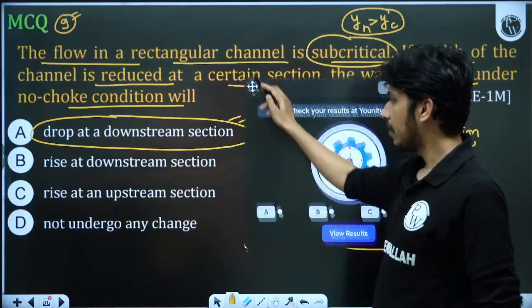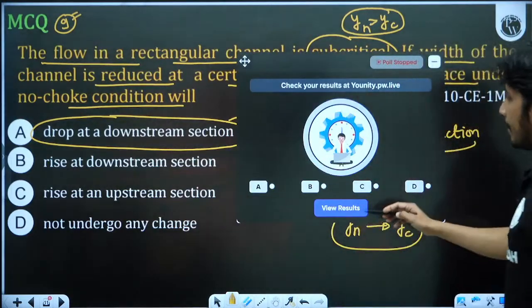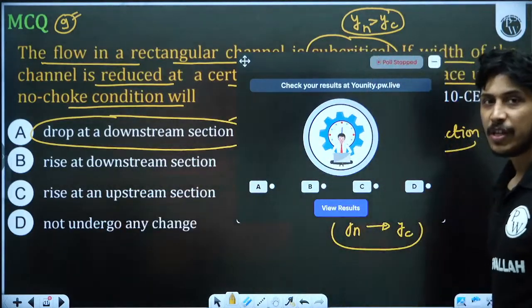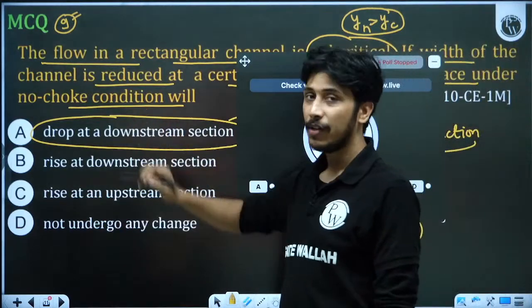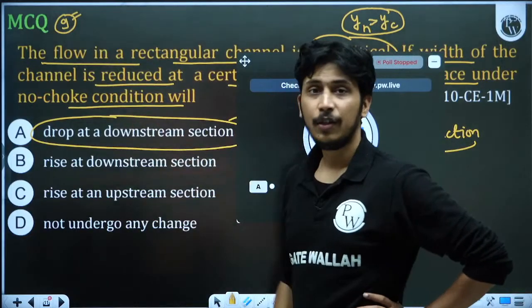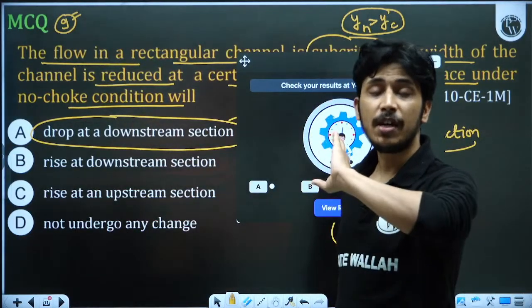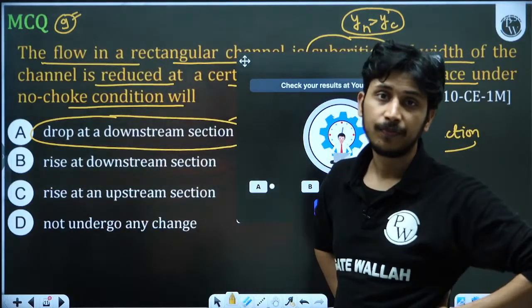Option A is the correct answer. Upstream section is not affected. How will there be a rise upstream? It is written here that the no choke condition is there. So in the no choke condition, the upstream section is not affected.